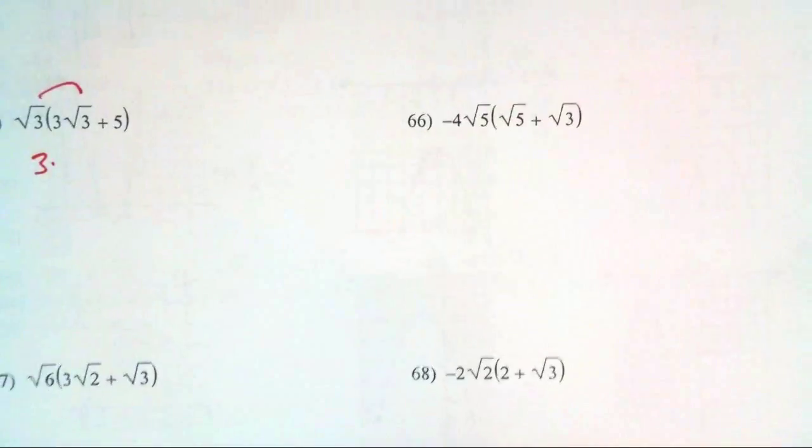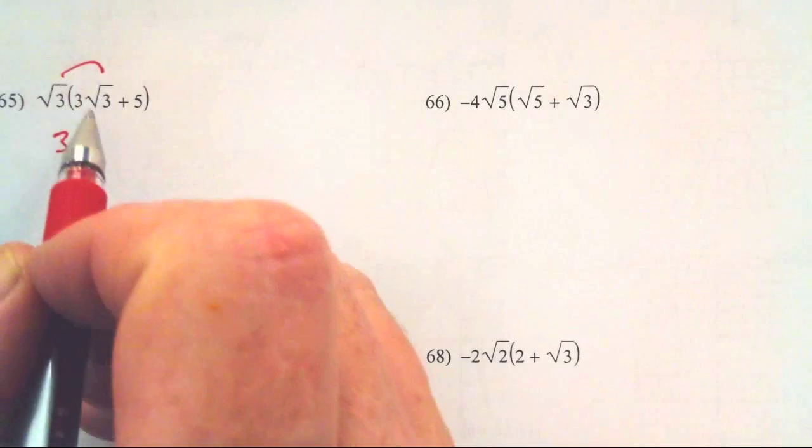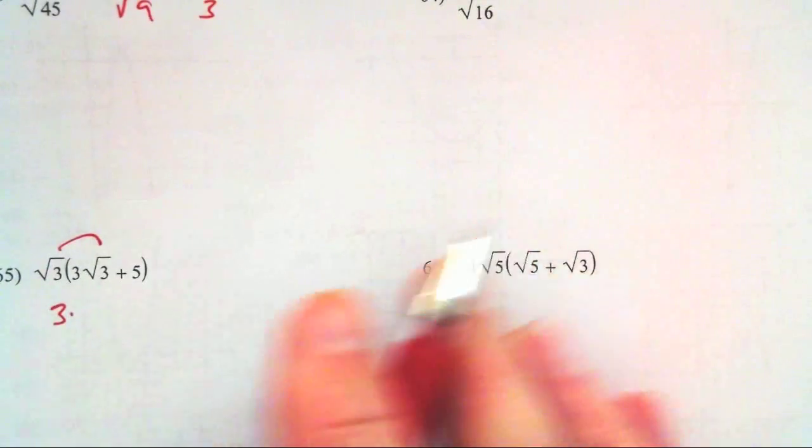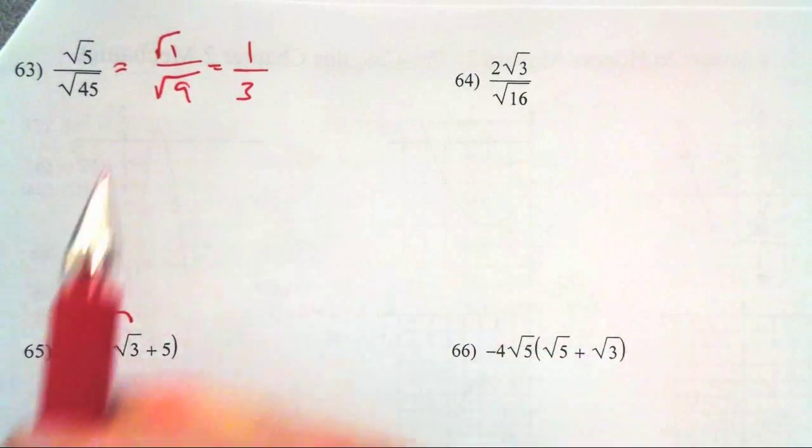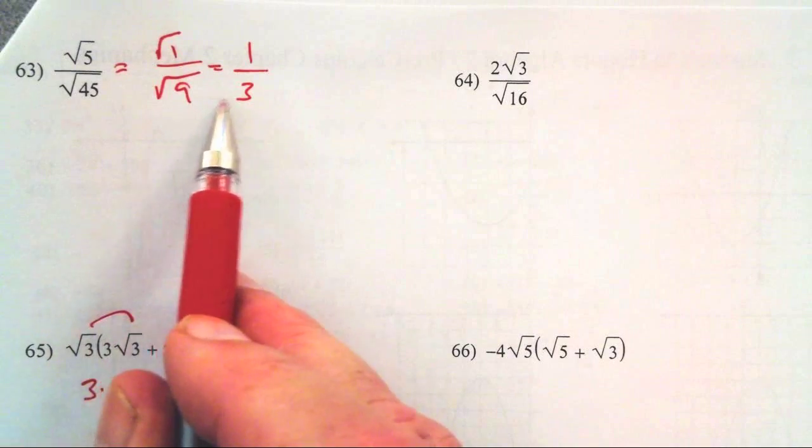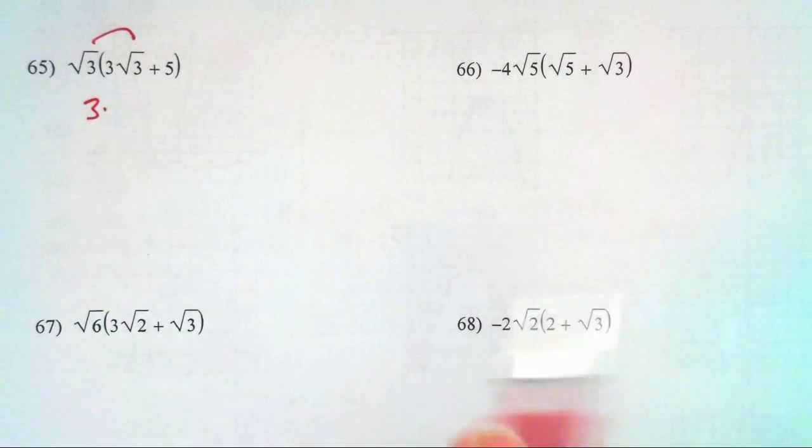Number 65. When I distribute, I get 3 times square root of 3 times square root of 3 times square root of 3 times square root of 3. I might have missed that problem for you too. I'm a little offset today on my camera. Apologize for that. I need to do a better job of checking this.